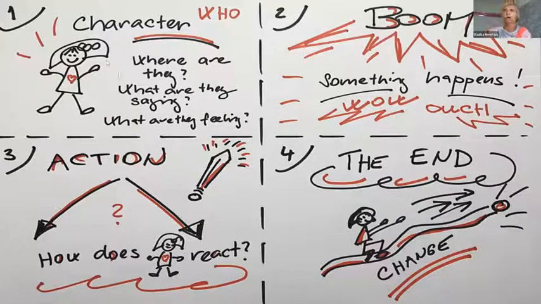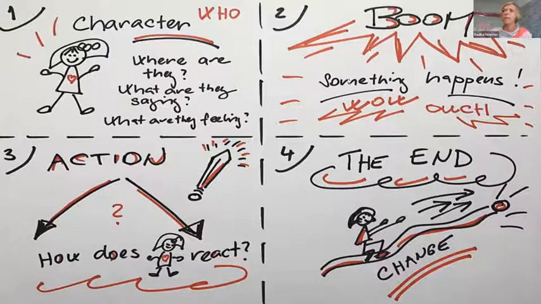So you think about who is the character of the story? Where are they? What are they saying? What are they feeling? And you start thinking about their situation as now. Then, boom, something big happens. Something happens that is either fantastic or could be a bit disturbing.